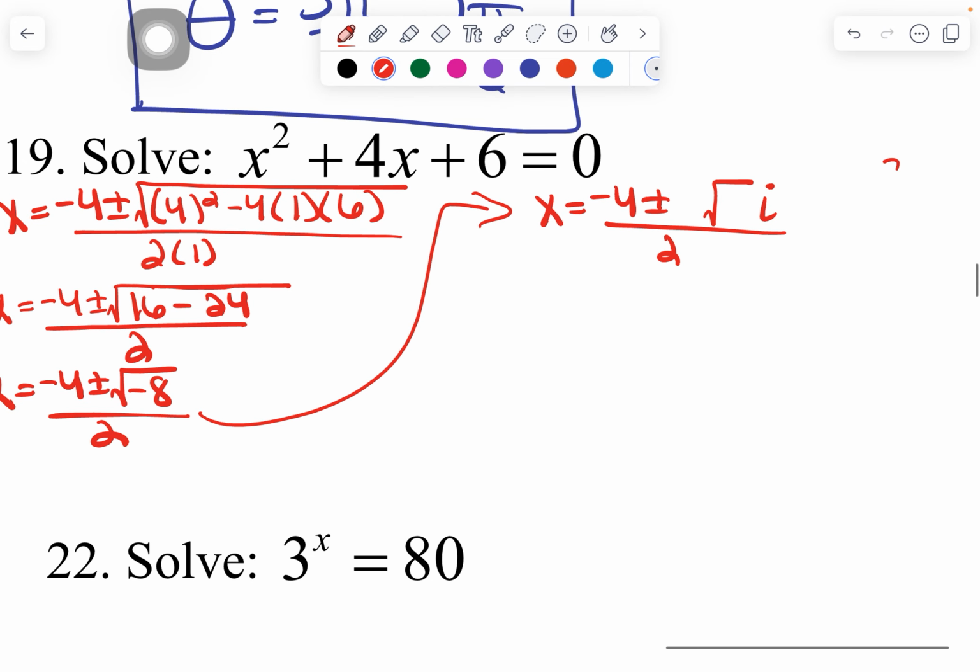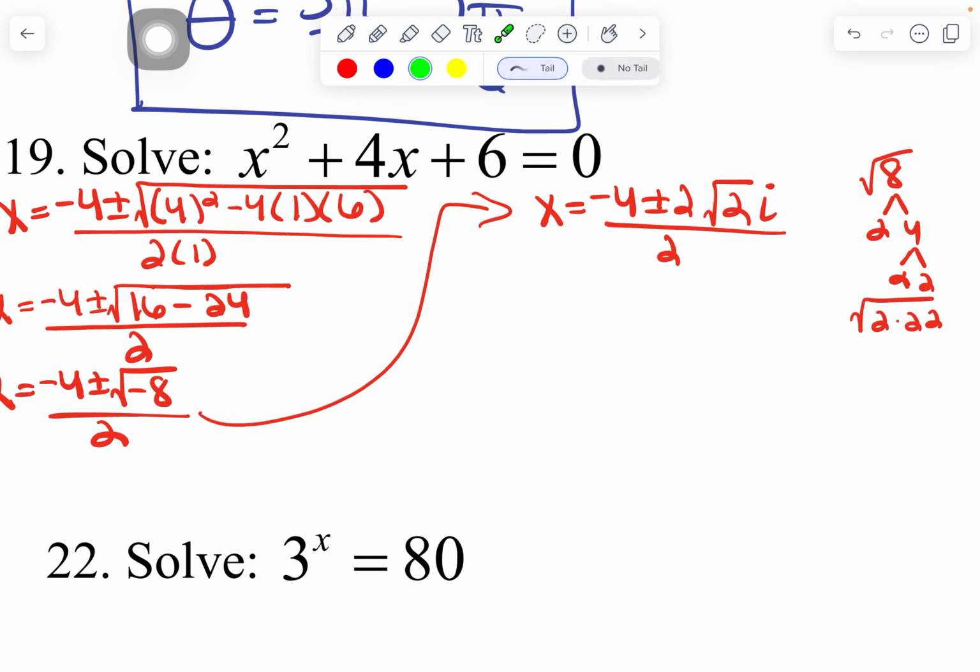So let's break up an 8. We got 2 and 4, 2 and 2. So the square root becomes 2 times 2 times 2. So that's going to be a pair of 2's and a 2 that didn't pair up. All right, we are so close to the end. The last part is to simplify this part and then simplify this mess.